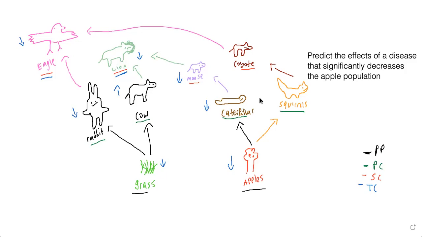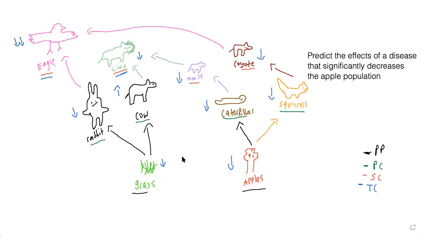So the easiest way to do this is let's go to each arrow and say, okay, so apples are eaten by caterpillars. Apple population goes down. What's going to happen to the caterpillars? Will they have more or less food? Let's go with this with squirrels now. Once again, squirrel population goes down. Coyotes have less to eat. And now the eagle is going to get big trouble. So whenever you decrease a primary producer, almost every other level is going to get affected significantly.